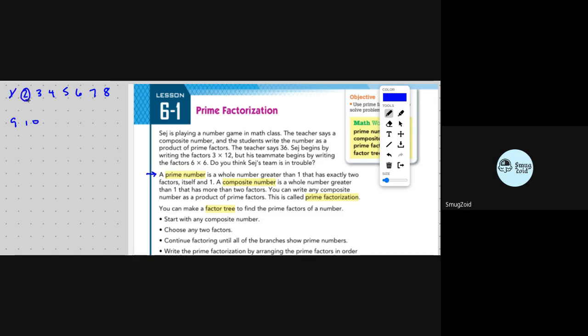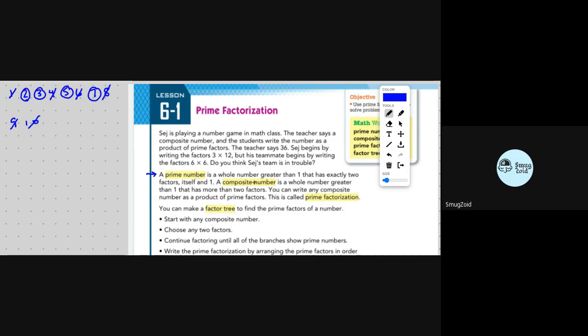2 is prime. Its only factors are 1 and 2. 3 is prime. Its only factors are 1 and 3 because 1 times 3 is 3. 4 is not. 5 is. 6 is not. 7 is prime. 8, 9, and 10 are not prime. And these are the main factors that you're going to be using because they're smaller. But you can use any prime number to help you with a prime factorization.